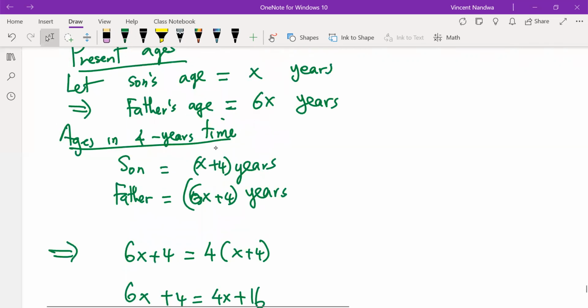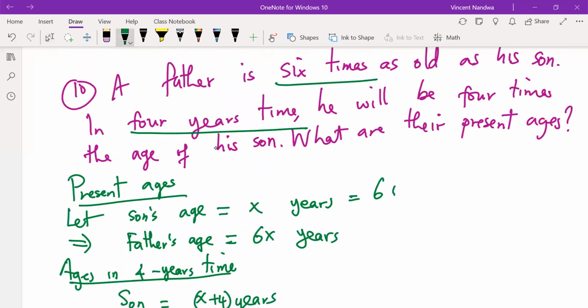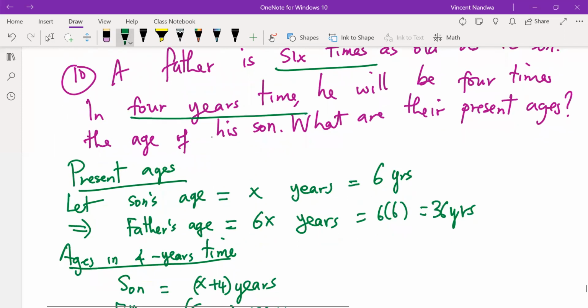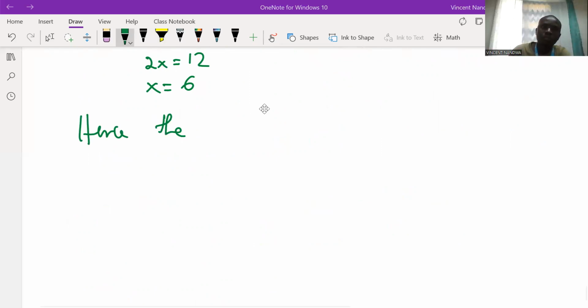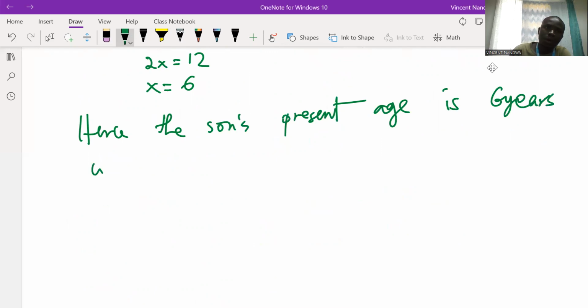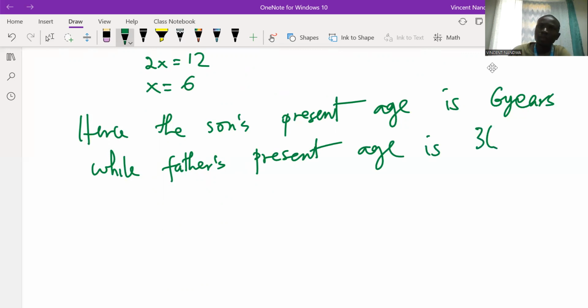So then, which means the son is 6 years old. The father is 6 times 6, which is 36 years. So hence, the son's present age is 6 years, while the father's age is 36 years.